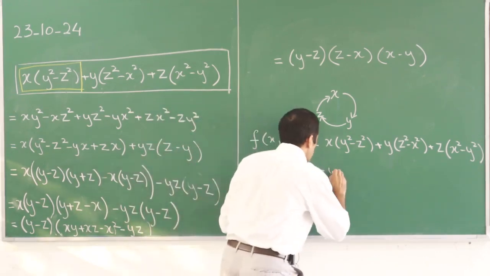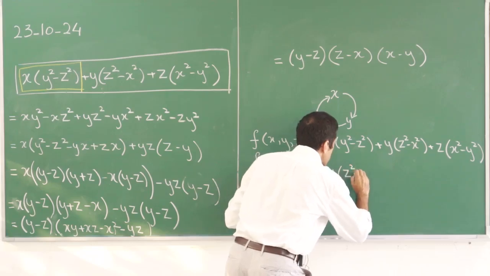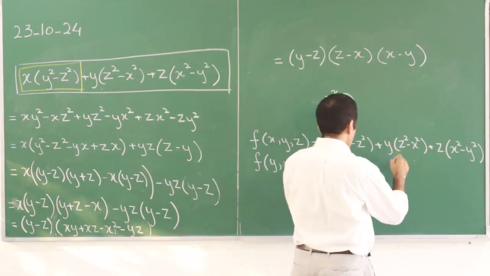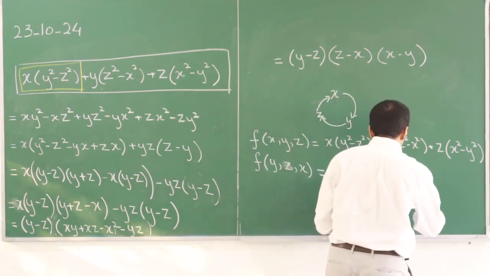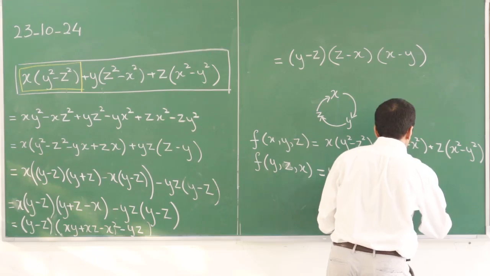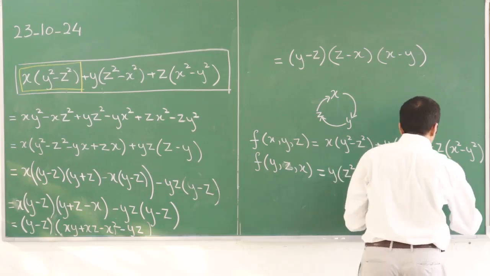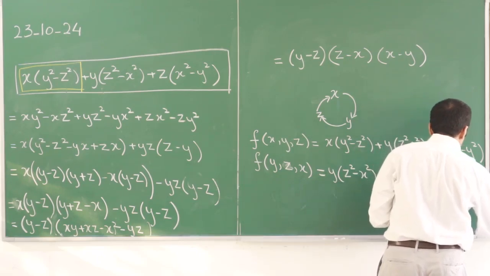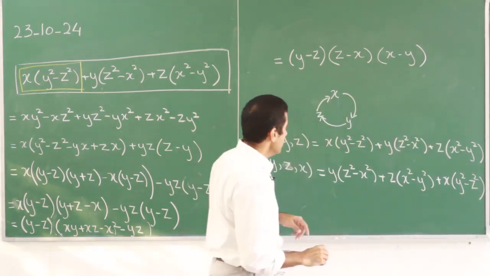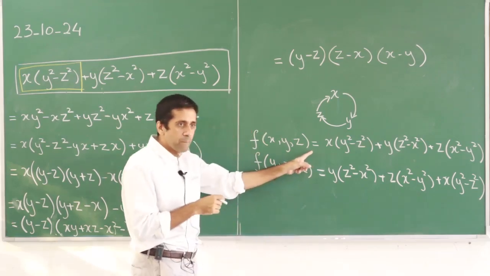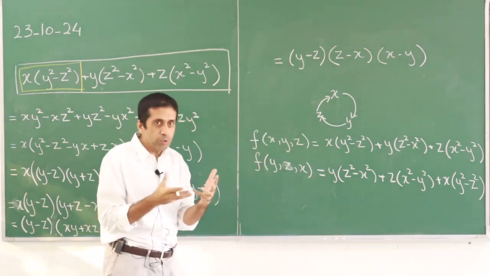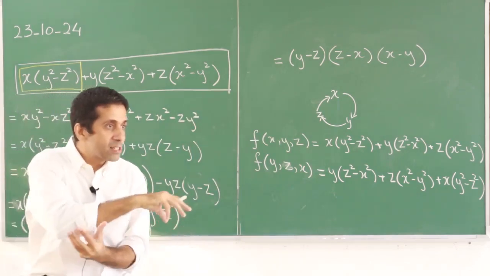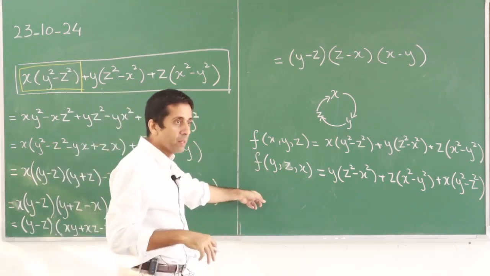Y will go to z squared minus x squared, plus the next term will be z will go to x squared minus y squared, and then the next term will be plus x y squared minus z squared, right? But that's the same polynomial as this, right? That's what the symmetry was showing. If you rotate x to y and y to z, nothing changes. It's the same polynomial. I can rotate it one more time, right?